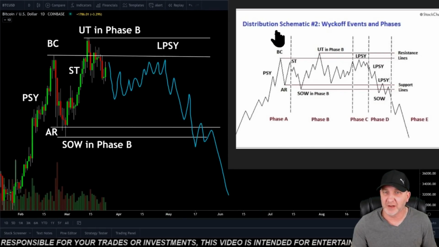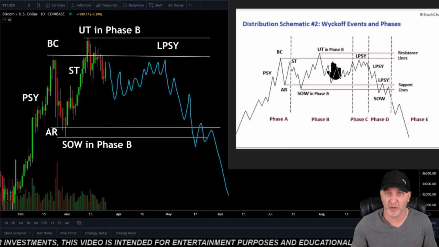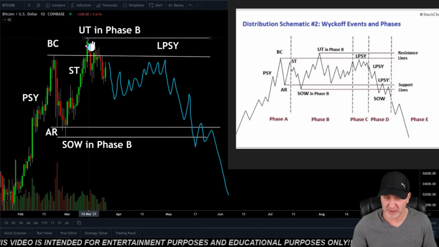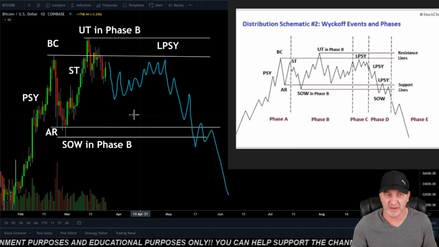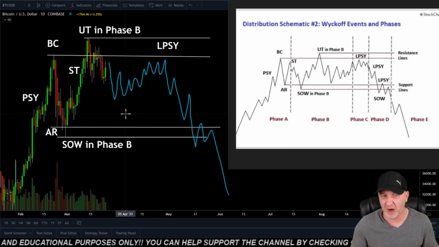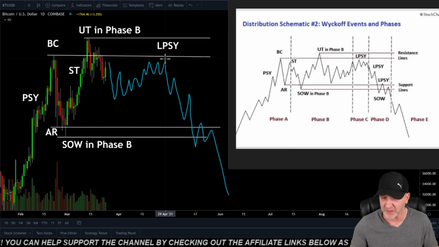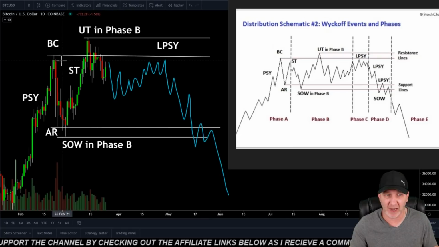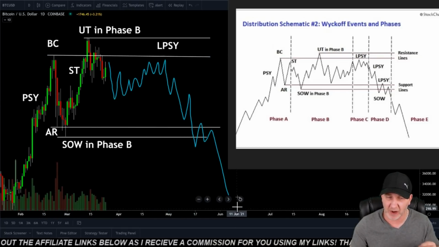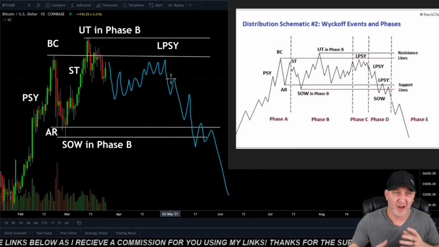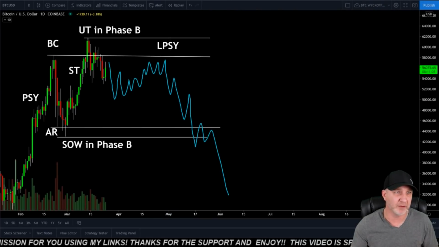All right, so this is the distribution schematic number 2. Now this one suggests that we've already topped out, and as you can see, right up here is our up thrust, and if we come back down somewhere around in this area down here, which would be the Elliott wave count of the ABC, and then back up one more time to the last point of supply, which would be this trend line right here, which was at the buying climax, and then we go down from there. So either way, it still matches up with the Elliott wave count. We'll go over to that now. Let's get this stuff off the screen.